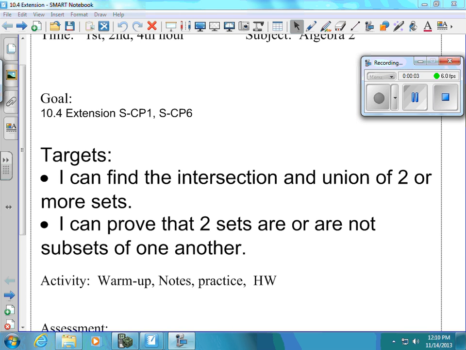Welcome back. We're continuing in Chapter 10, Unit 6. We're going to do the 10-4 extension today. This is one after we did Section 10-4. This is intersection and union of sets.